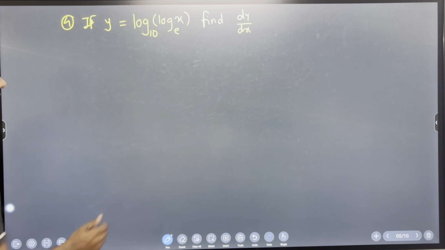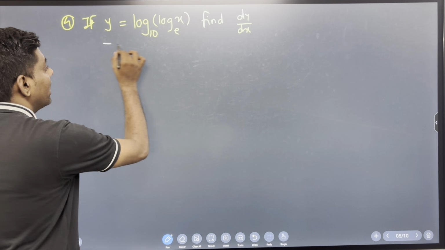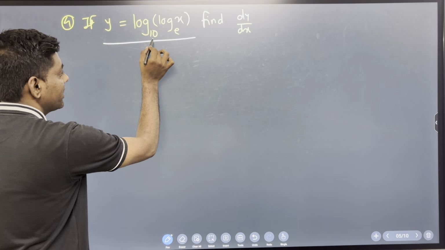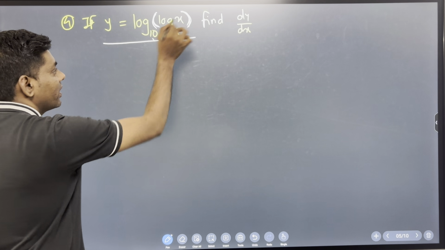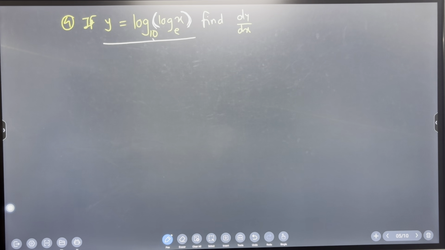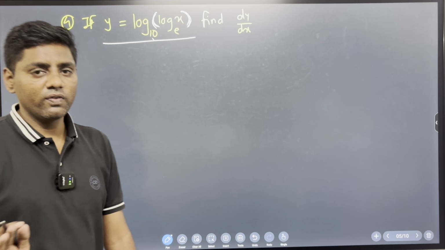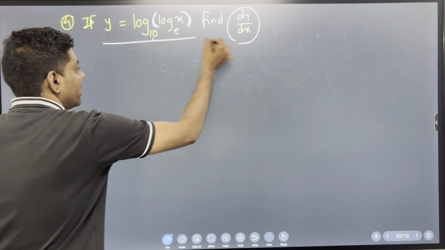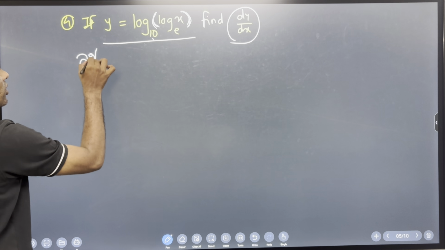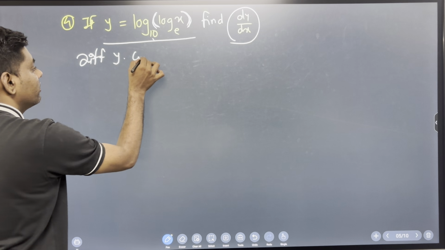So the next example is, now y is given equal to log to the base 10, and after that in the bracket, log of x to the base e. So remember, log 10 is not equal to 1 and log of e is equal to 1. According to that, we calculate dy by dx. So first step is very common. Differentiating y with respect to x.